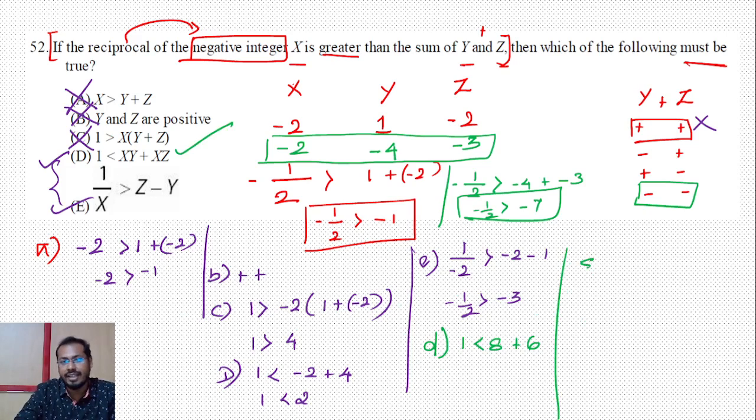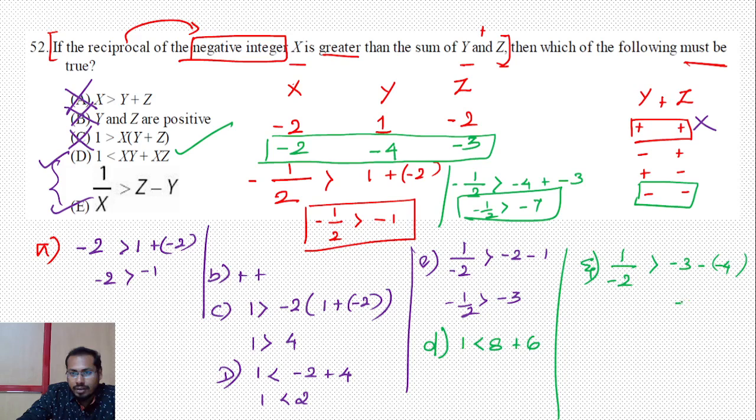I am going for checking E. Okay, option E is 1 by negative 2 is greater than, z is nothing but negative 3, minus this number, y is negative 4. So it will be negative 7. Sorry, something went wrong. Negative 1 by 2, that is right. That is greater than negative of negative, it is positive. Sorry. So negative 3 and positive 4 is what?